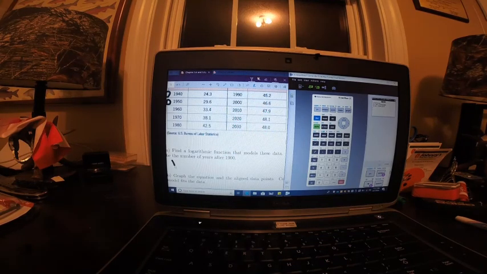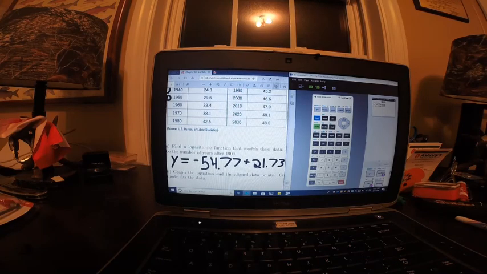So my answer here to part A, see how well I can write it here with my cursor. The answer to this would be y equals negative 54.77 plus 21.73 natural log of x. So that will be the answer to A. Now let's look at B and what it asks.